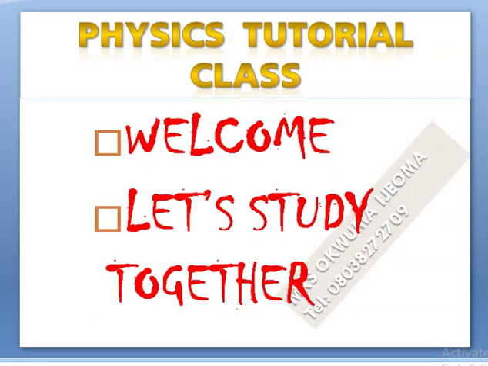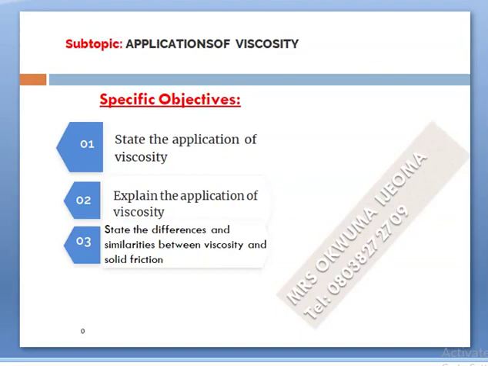But before then, in our previous class, remember we defined viscosity. And how did we define viscosity? We defined viscosity as the frictional force between the adjacent layers of the fluid as they move past one another. So we say that the same way friction occurs in solids, that friction equally occurs in fluids. And when we talk about fluid, we talk about both liquid and gas.